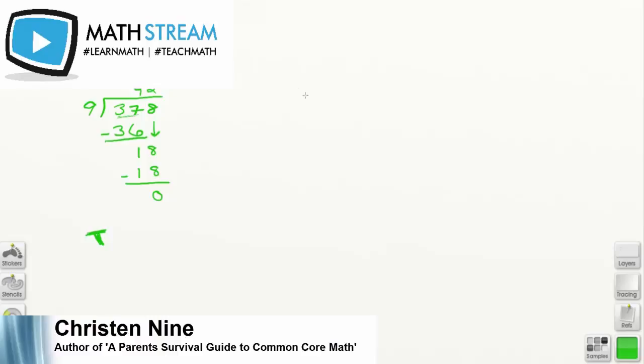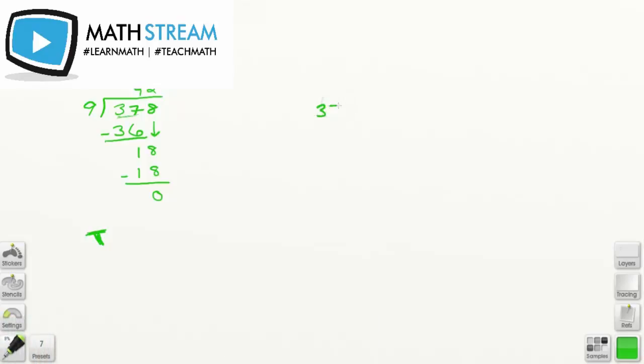The partial quotients method is very, very similar. We even set it up to look the same: 378 divided by 9, and then we put a divider line in here to separate the two areas that we're going to be doing some math work in.